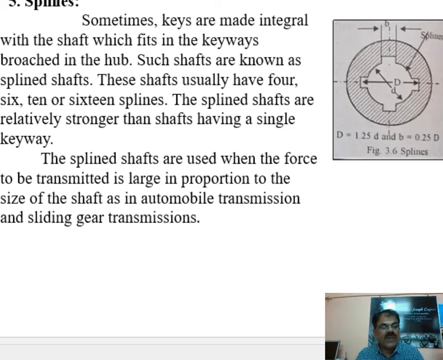So then splines. Sometimes keys are made integral with the shaft, which fit in the keyways broached in the hub. Such shafts are known as splined shafts. These shafts usually have 4, 6, 10 or 16 splines. The splined shaft is relatively stronger than the shaft having a single keyway. So these are the integral part of the shaft, in the keyways.